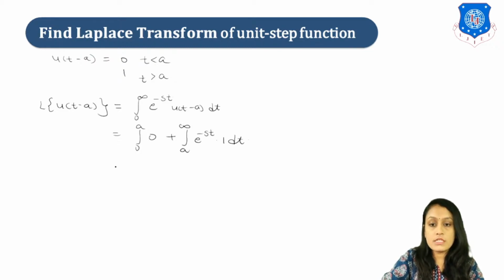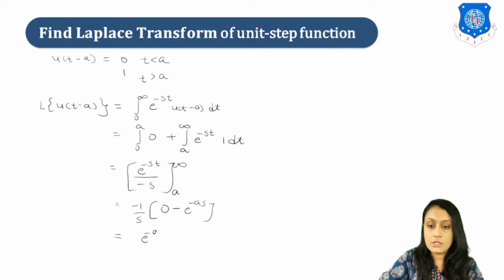Right, now we have to just integrate it. So the integration of e raised to minus st is what? E raised to minus st upon minus s, and the limits are a to infinity. Now we'll bring this minus 1 upon s outside. E raised to minus infinity will give you 0, and here in place of t we have to substitute a, so you will get minus e raised to minus as. Simplify this. So the final answer is e raised to minus as upon s. So the Laplace transform of u(t minus a) is e raised to minus as upon s. Okay, now next one.